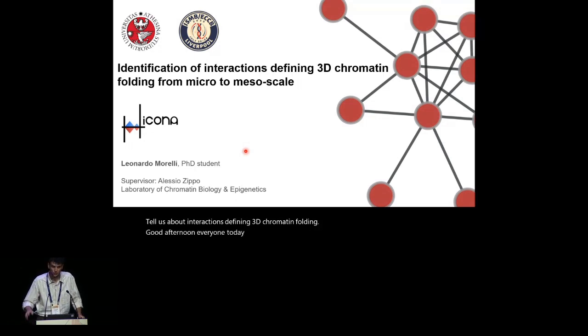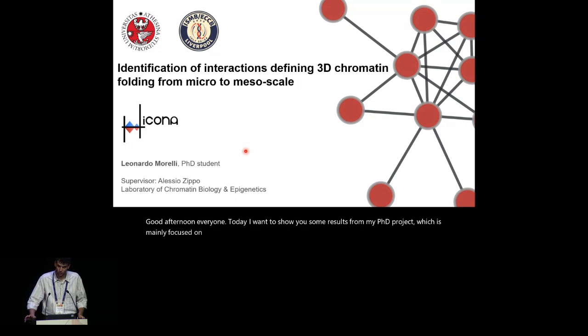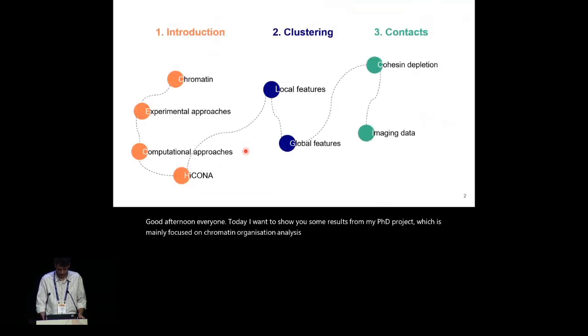Today I want to show you some results from my PhD project, which is mainly focused on chromatin organization analysis. So this is the roadmap of my presentation. You can follow the roadmap in the upper right side of the slides, and it is divided in three main sections: an introductory part, a clustering, and contacts validation.